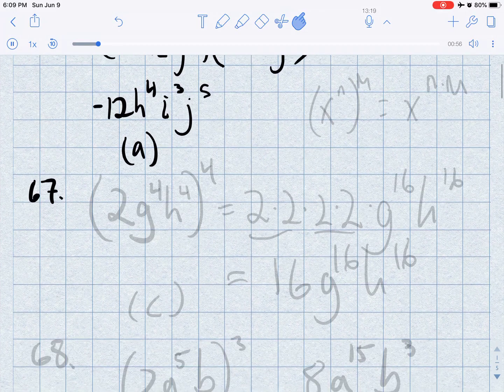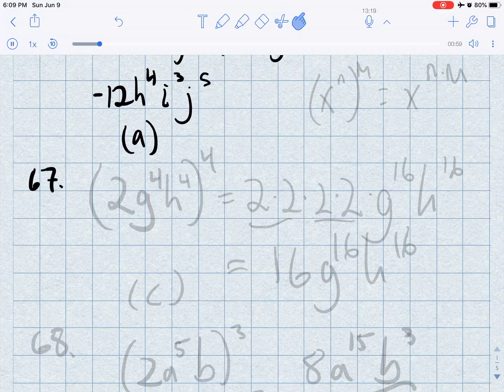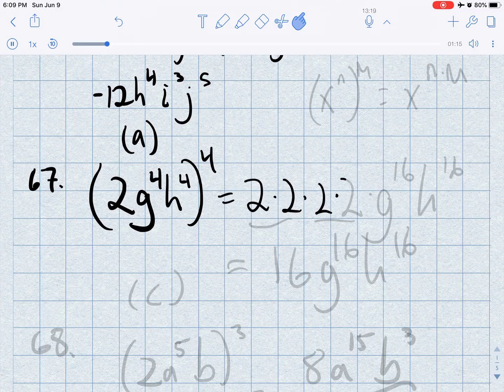67. Similar properties, but now we're doing parentheses with exponents. We have 2 times the unknown g to the fourth, h to the fourth, all raised to the fourth. This is going to be equal to 2 times 2 times 2 times 2 times g to the 16th.